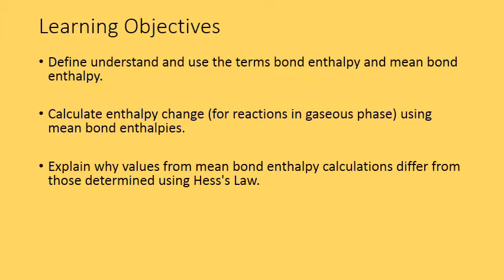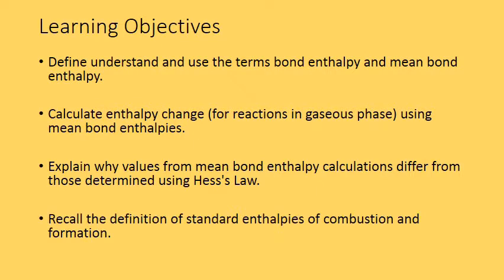After that, we will explain why values from mean bond enthalpy calculations differ from those using Hess's law. So obviously we'll have to understand Hess's law first, and then we will compare the mean bond enthalpies calculated with Hess's law compared to those published. And then lastly, we will want to recall the definition, because you can be asked in the exam just to define standard enthalpies of combustion and formation. So those are our lesson objectives.